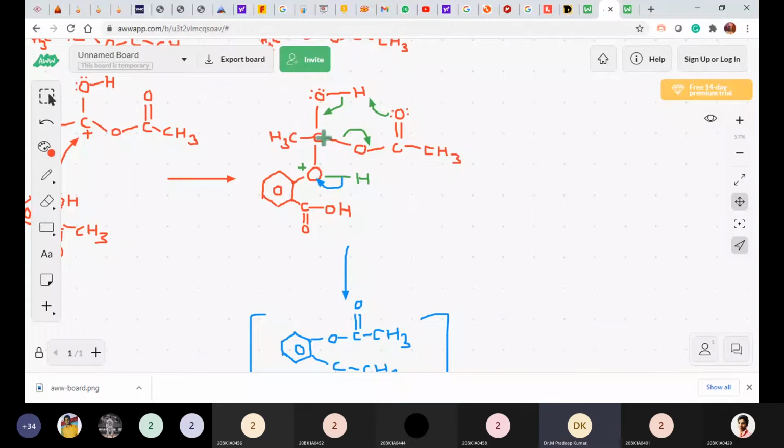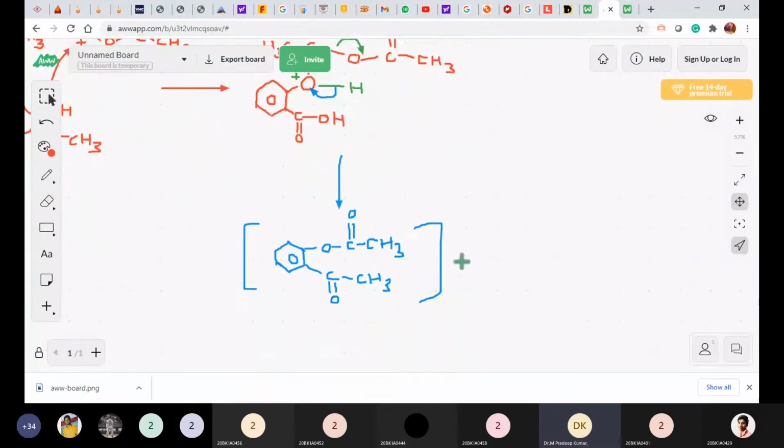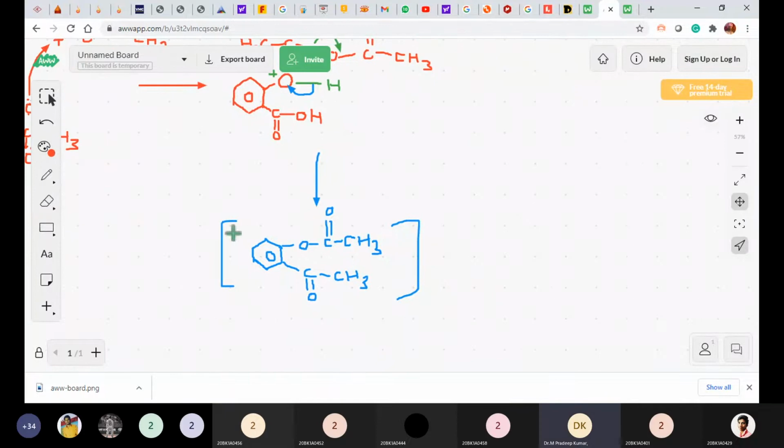This oxygen is bonded to this carbon. This carbon is bonded to this double-bonded oxygen, and this carbon is bonded to this CH3. It will form acetyl salicylic acid, plus, let me write, acetic acid, CH3, C double bond O, OH.